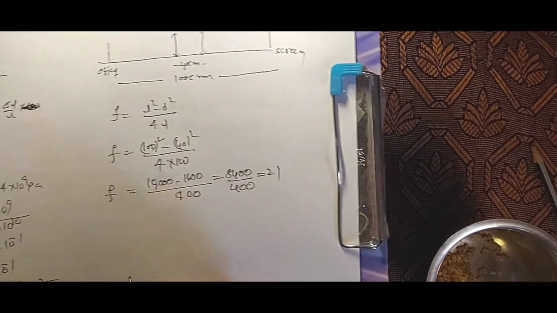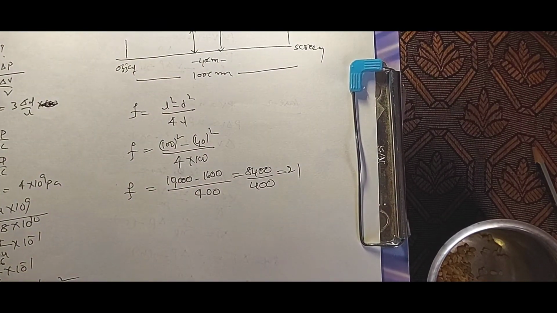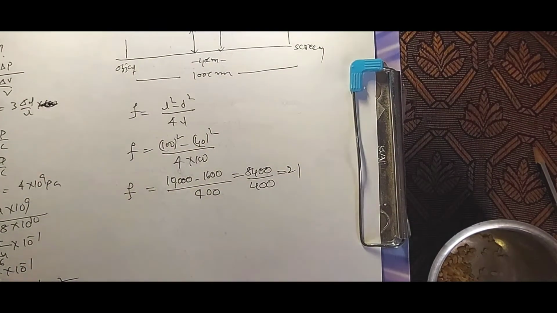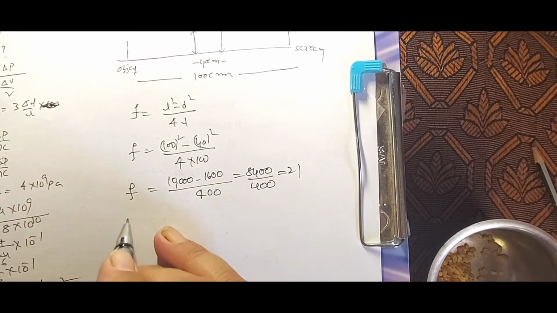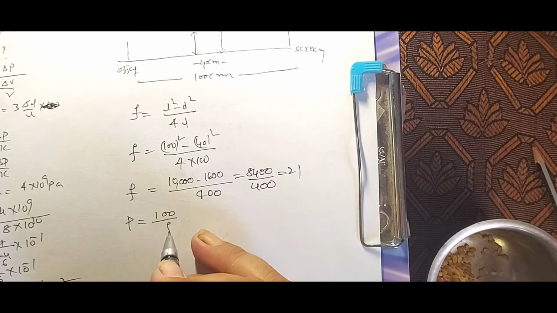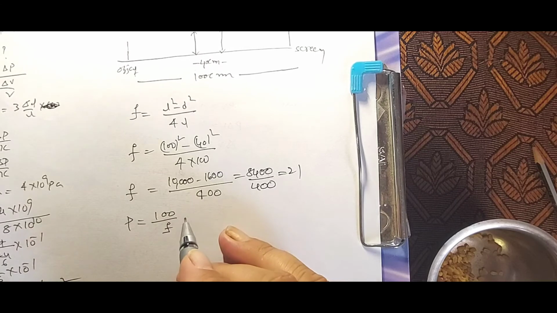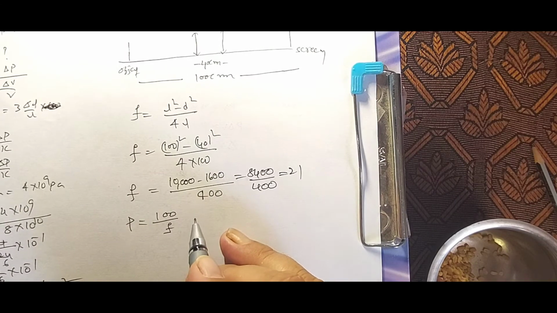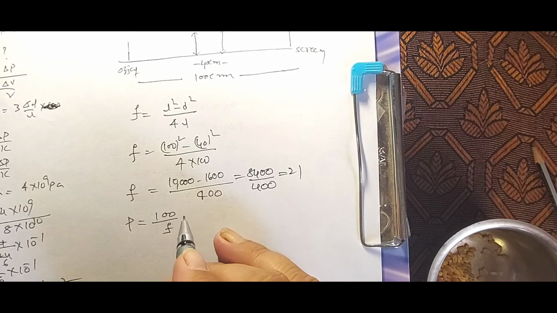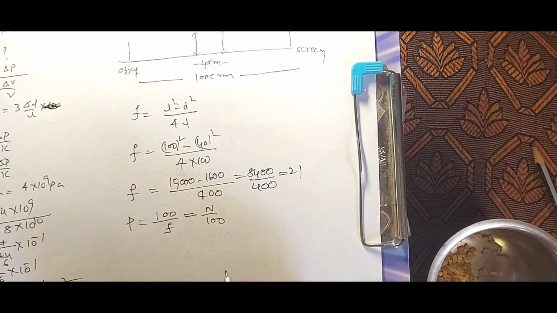Right. We know that power is equal to 100 by F, when F is in centimeters and the numerator is 100 centimeters. So according to the given problem, the given is equal to n by 100.